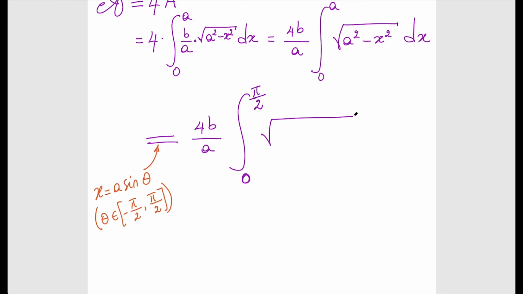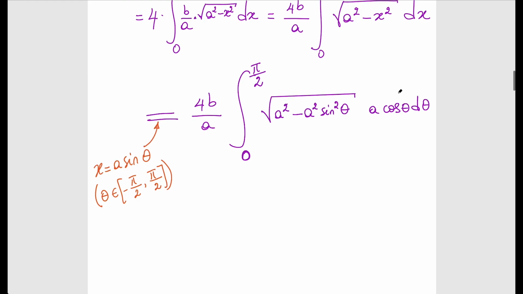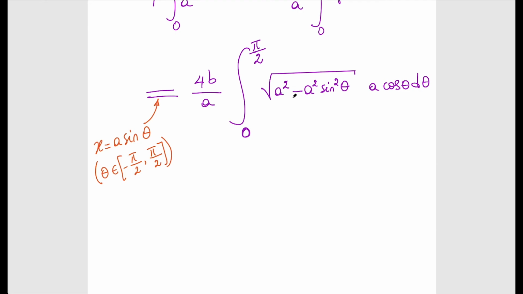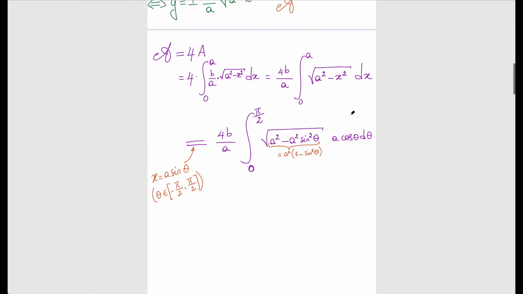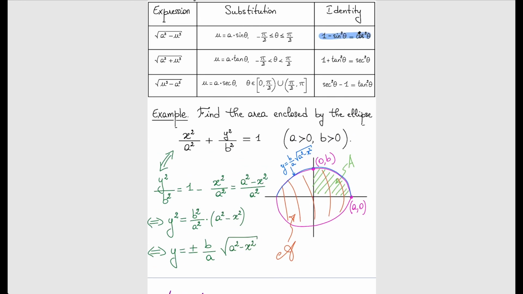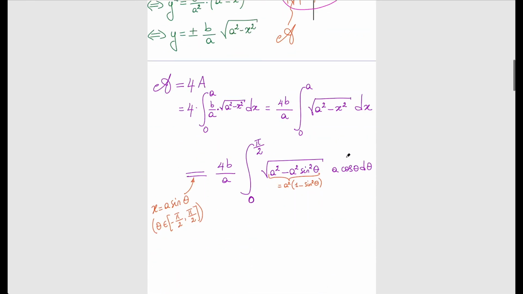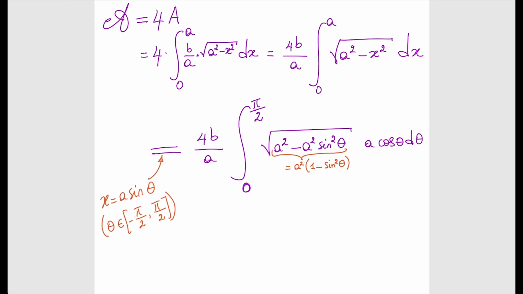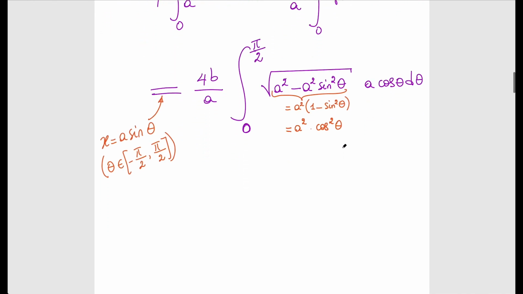Alright, so this is square root of a squared minus the square of x, so the square of a sine theta, right? dx, if x is a sine theta, dx is going to be a cosine theta, correct? d theta. Make sense? Okay. Alright, and then let's factor out a squared. We get that this is equal to a squared times 1 minus sine squared theta. That's this guy, right? And then 1 minus sine squared theta is equal to cosine squared theta. So this is equal to a squared times cosine squared theta, right? Okay. And then what do we get?